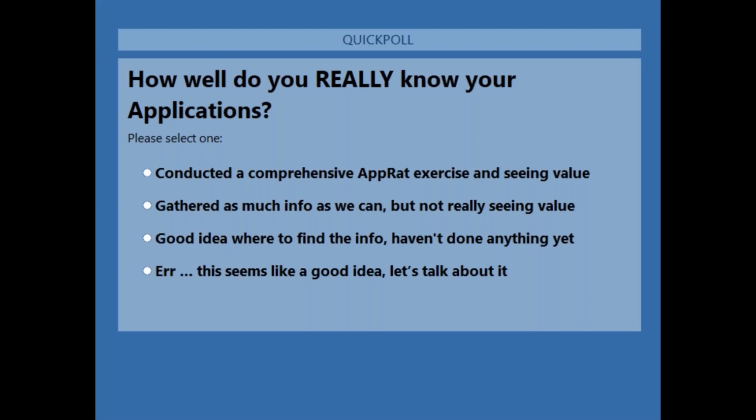Third option is you've got a good idea where to find this information. You know it's in lots of different architecture models across the organization. You know it's in application inventories. You know it's in SharePoint. You know it's in ServiceNow or wherever else. But you haven't really had a chance to, or had the inclination to, or had mandate to go out and actually do anything with that, pull it together and use it for something useful. And then the fourth option is, yeah, seems like a good idea. Maybe we should talk about this, because let's just have a look at it.